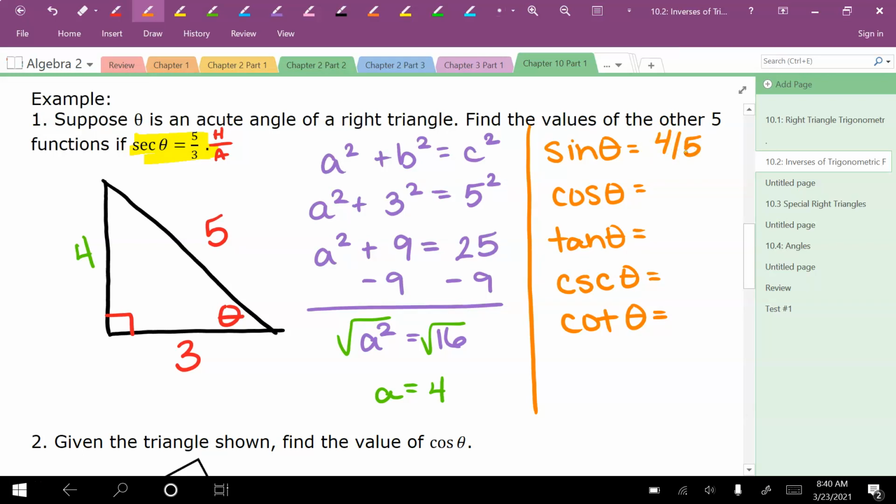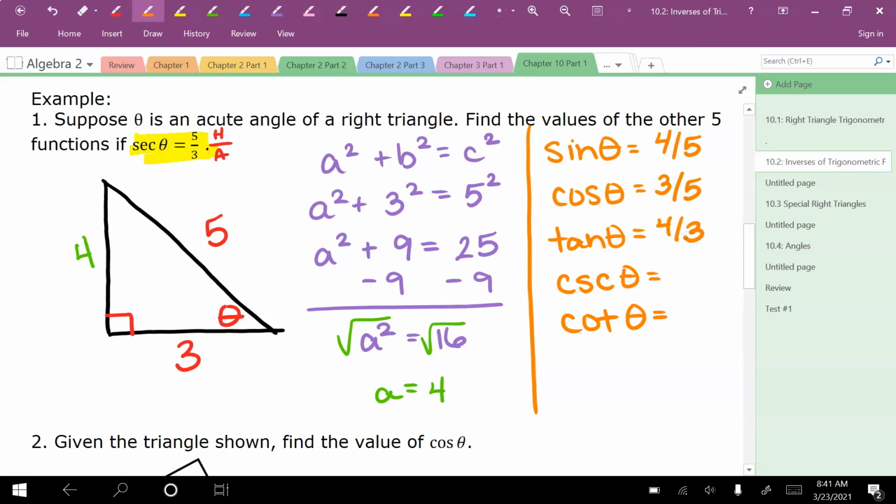Cosine would be adjacent over hypotenuse. It's actually the inverse of that secant function that they gave me. So it's that 5/3 flipped upside down. So it'd be 3/5. Tangent of theta would be opposite over adjacent, so 4 over 3.